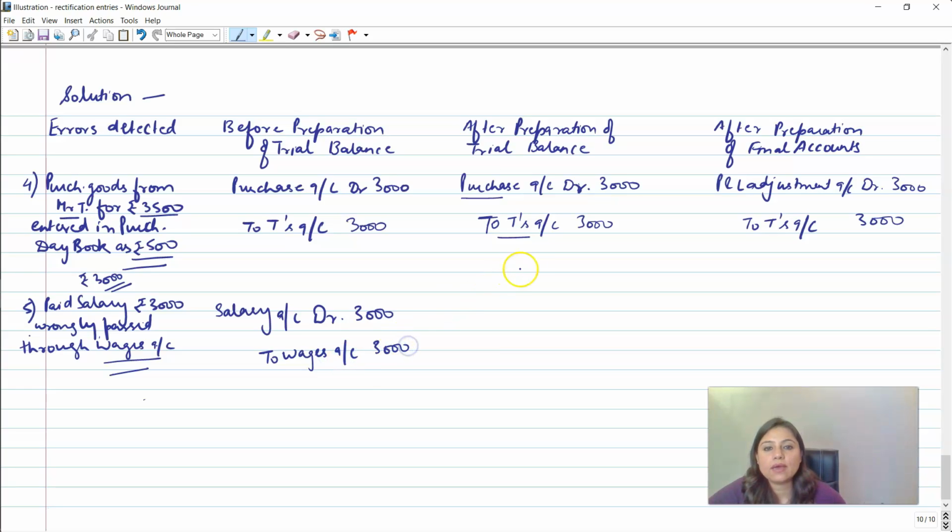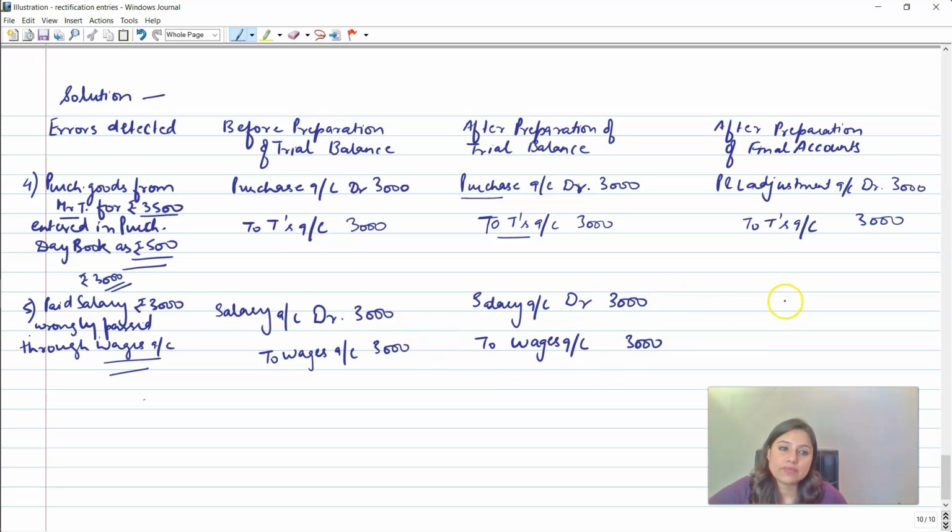right? And again, in the case of after preparation of trial balance, since it is a double-sided error, we would simply be crediting and debiting the respective accounts. So again, salary account will be debited 3000 and wages account will be credited in order to remove the effect of that particular entry wrongly debited in the wages account. So this would again be 3000.